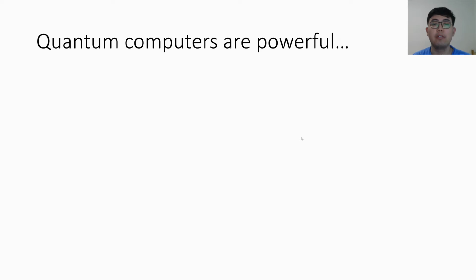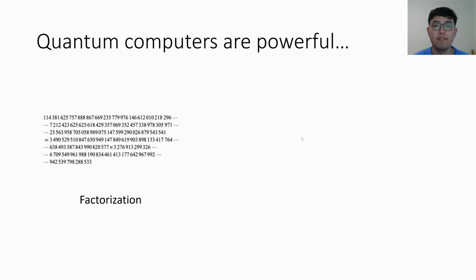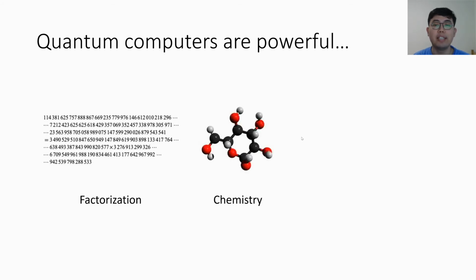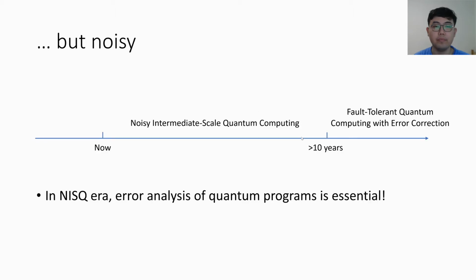As we all know, quantum computers are very powerful in many important tasks, such as factorization, chemistry simulation, and machine learning. However, quantum computers are noisy and quantum states are vulnerable to various types of errors. Fault-tolerant quantum computing, where we can correct all errors by error-correcting codes, is still in the far future. Where we are now is the noisy intermediate-scale quantum, or NISQ, era. And in the NISQ era, error analysis of quantum programs is essential.